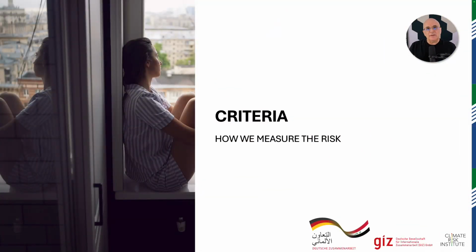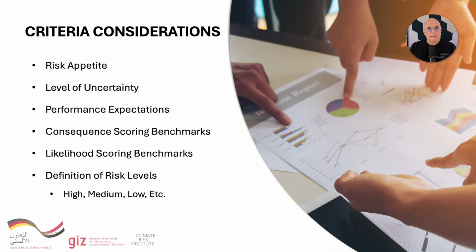And finally, we have to figure out how we're going to measure risk. That is the criteria for the assessment. When we're thinking about criteria, we think about things like the organization's risk appetite, the level of uncertainty it's willing to bear, performance expectations, consequence scoring and benchmarks, likelihood scoring and benchmarks, the definitions of risk. What is high? What is medium? What is low risk?